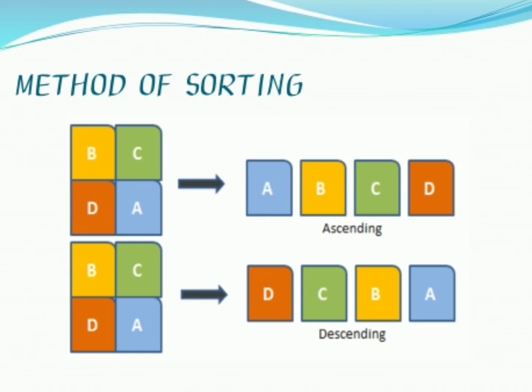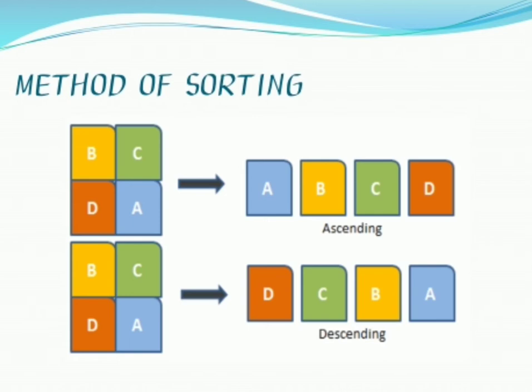Here in this picture, as we observe, we have been given some alphabets in an unsorted list. In sorting, we will have a pair of sorted list and a pair of unsorted list. Sorting is nothing but arranging them from an unsorted list to a sorted list. On the left side, they are given as B, C, D, A, which is the unsorted list. And on the right side, at the top, they are placed in ascending order as A, B, C, D, and at the bottom, they are placed in descending order as D, C, B, A. This is nothing but sorting.